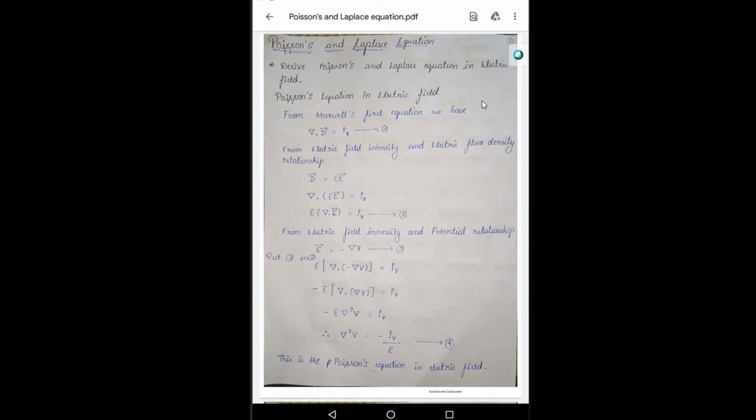Then using this Poisson equation, we can derive the Laplace equation, which plays a very important role. If you assume in a particular region that rho V is 0, that is volume charge density is 0, then equation 4 becomes del square V is equal to 0. This del square V is equal to 0 is represented in equation 5. This equation is called as Laplace equation in electrostatics.